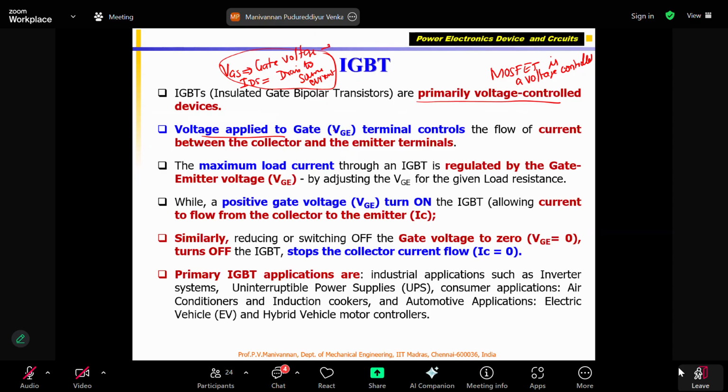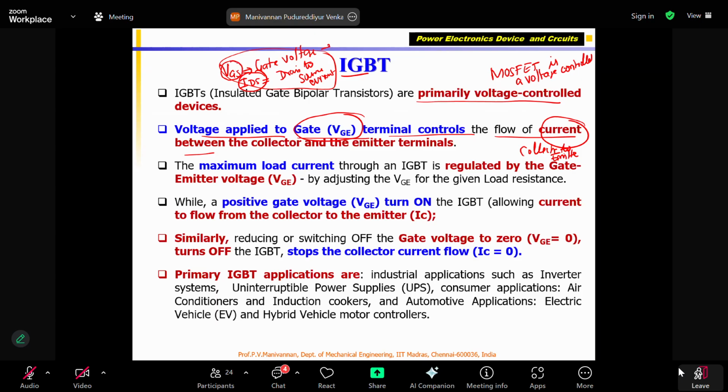So the MOSFET is used as the input stage in the IGBT. So the same advantage is available in the IGBT also. And by controlling the input voltage, the gate voltage, we are able to control the current flowing from collector to emitter. Please note that it is collector to emitter. In case of a MOSFET, it is the drain to source current that is controlled while controlling the gate voltage.